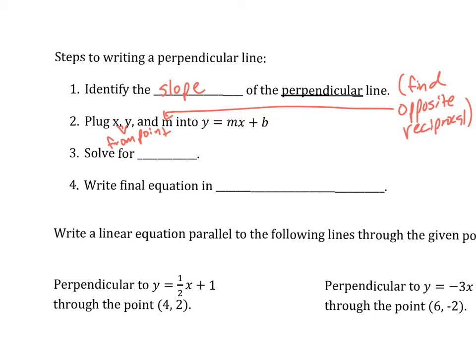Then the next thing you're going to do is solve for b, and you will write your final equation in y equals mx plus b. These two, y and x, should stay the same. These should be variables. And then your m and your b should be numbers. Just a reminder of how slope-intercept form looks.